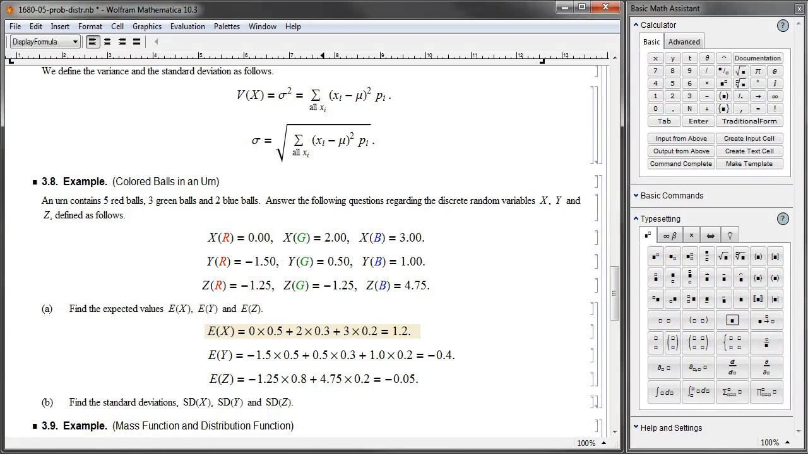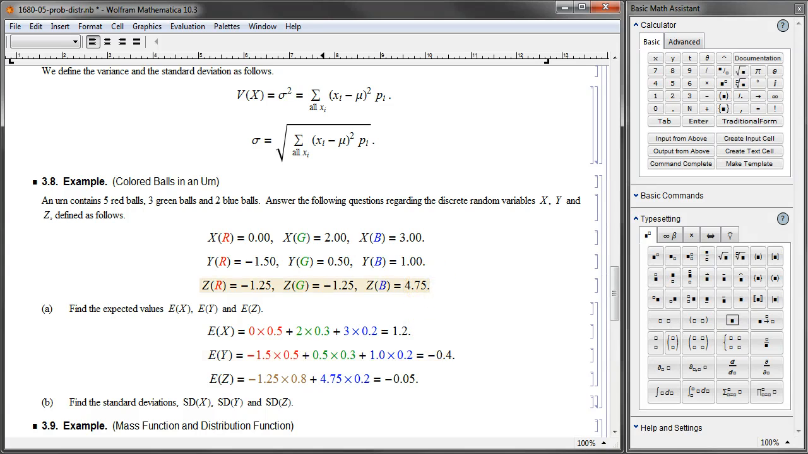Let's do some color coding. Okay, we just did this. And then let's move on to the next example. We are looking at this random variable y, and the pair of values are -1.5, 0.5, and 1 respectively. And for each value, I have to multiply the probability. So -1.5 times this probability, which corresponds to the red ball, 0.5 times that probability, which corresponds to the green ball, and 1 times that probability, 0.2, the probability for the blue ball. Calculate, we are going to get this value.